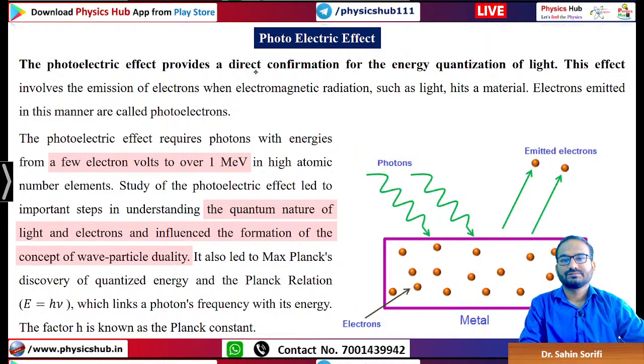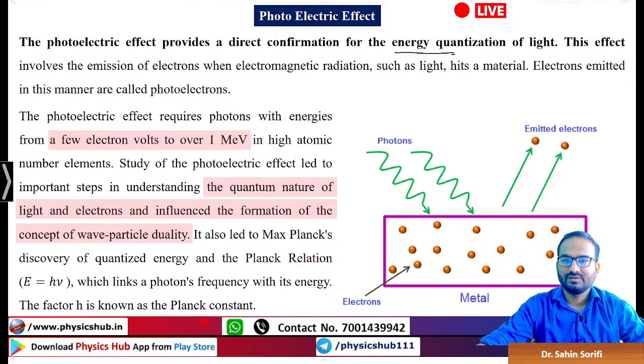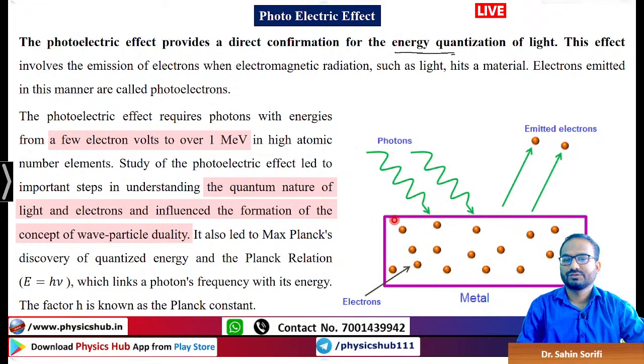It gives you a direct confirmation of the energy quantization of light. This effect involves the emission of electrons when electromagnetic radiation such as light hits a material. As you can see, we have some metal which contains electrons. Now when you shine electromagnetic wave or light on it, and if the energy of the light is more than the work function of the metal, electron will be ejected.